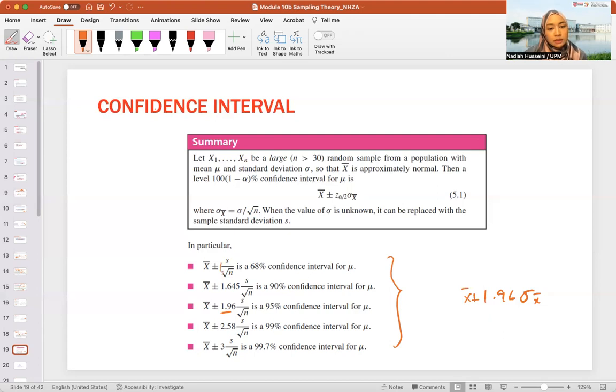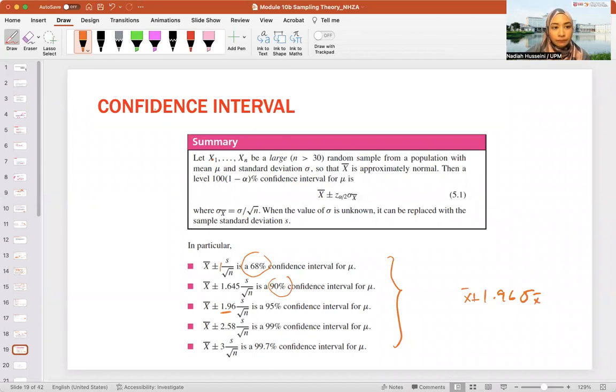1 times the standard deviation of the sample mean is 68%. 1.645 times the standard deviation of the sample mean is 90%. You can memorize this, no problem. But if you don't want to memorize this, it's also fine. 1.96 is 95%, 2.58 is 99%, and also 3 is 99.7%. So these are values that you will typically see in the questions. You don't have to memorize it.